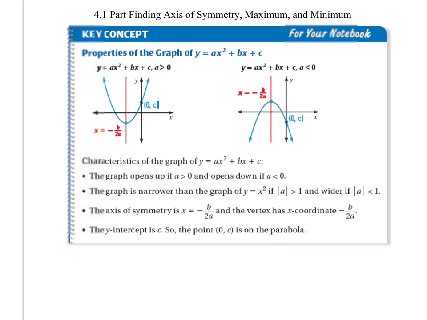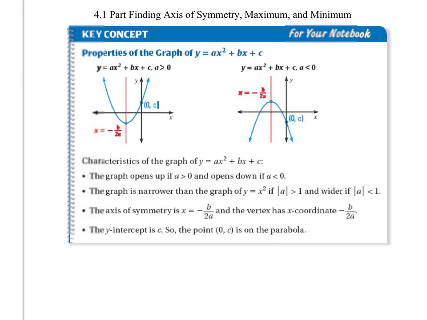Our graphs are called parabolas, and they're very much like our absolute value functions that we got done working with earlier, where it either opens up or down depending on what a is. Okay, a is always this number in front of x squared, and if a is positive, the graph will open up. And if a is negative, the graph will open down. A, as I said, is always in front of x squared. B is always in front of x, and C is always this constant number.